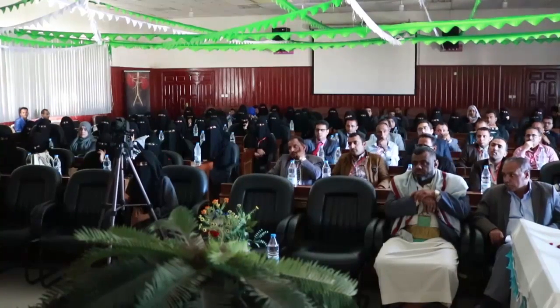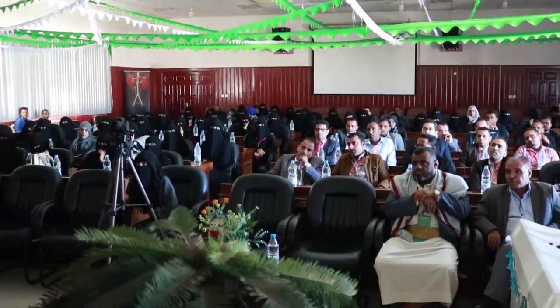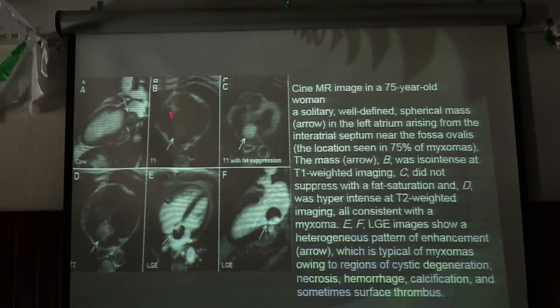Another patient with cardiac mass, he is a 75-year-old man, and has a mass. This mass was well-defined, spherical, seen in the left atrium, related to the intra-atrial septum, approximately at the level of the fossa ovalis, which is the typical location of cardiac myxoma.